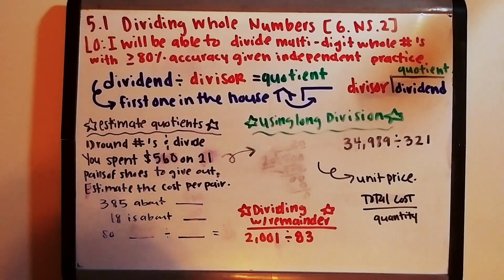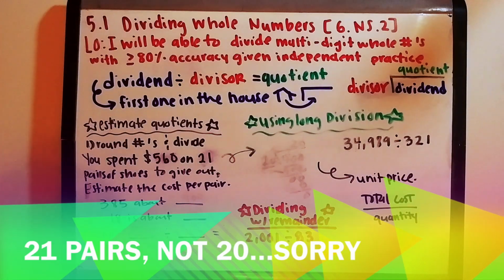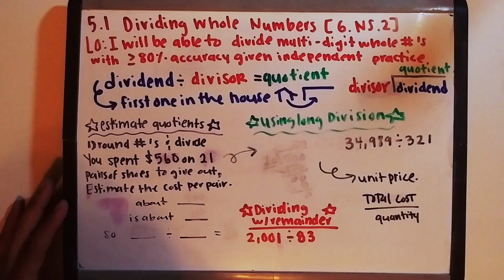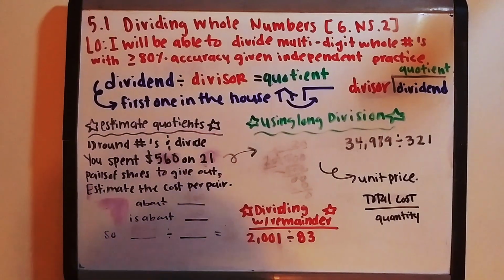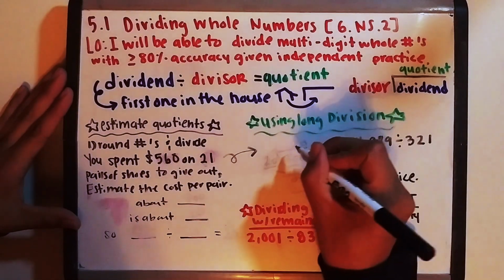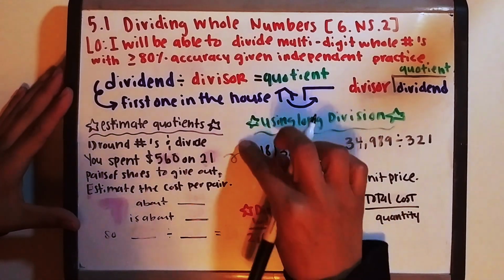Okay, I'm going to have you do this one. So you spent about $560 on 20 pairs of shoes. About how much do you pay for every pair of shoes? Okay, here we go. Now I'm going to actually do the one that we had. So it was 385 divided by 18. So I'm going to actually do it with that estimating.